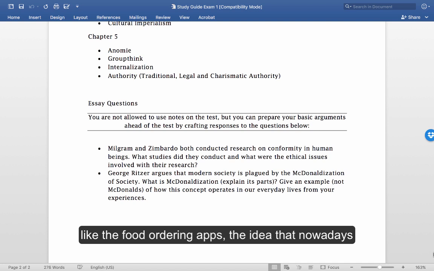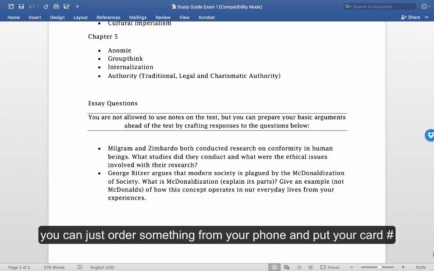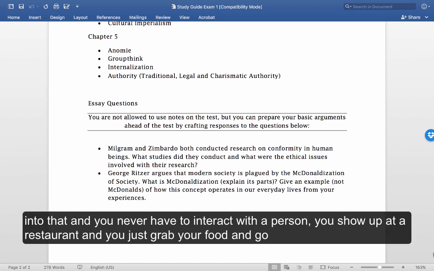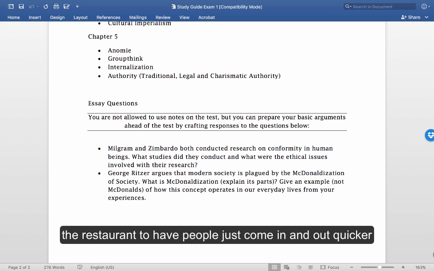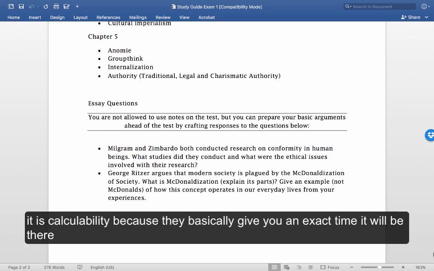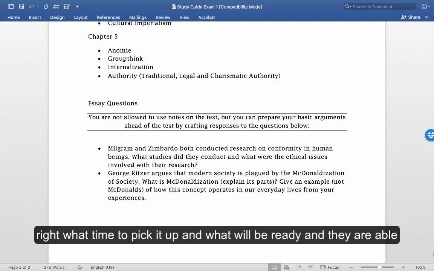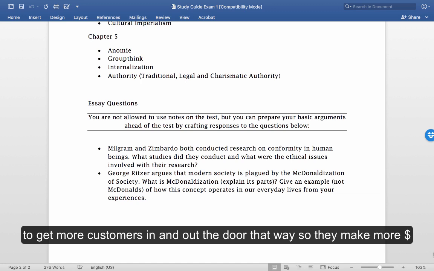The idea that nowadays you can just order something from your phone and put your card number into that, and you never have to interact with a person. You show up at a restaurant, and you just grab your food and go, right? So it's obviously efficient for you and for the restaurant to have people just kind of come in and out quicker. It's calculability because they basically give you an exact time it will be there, right? And what time to pick it up, what will be ready. And they're able to get more customers in and out the door that way, so they make more money.